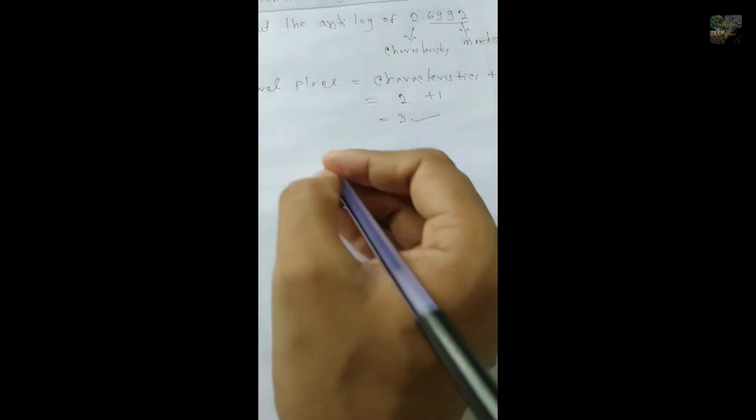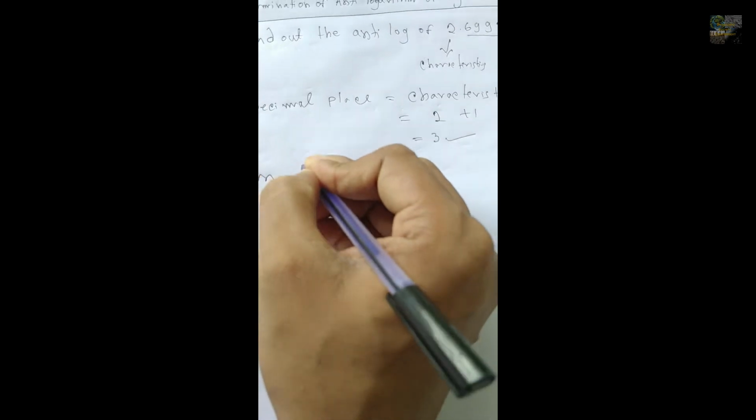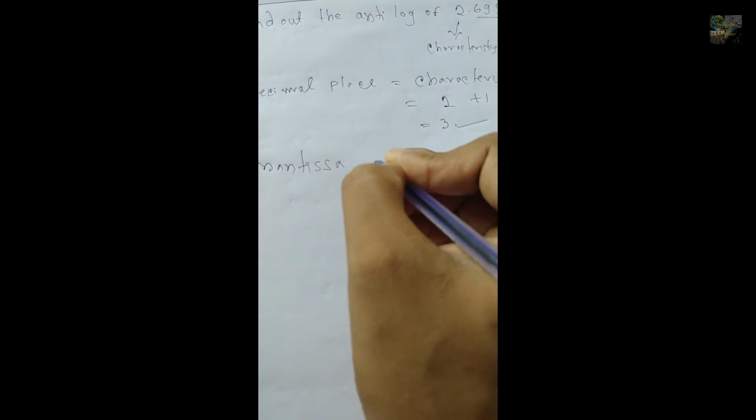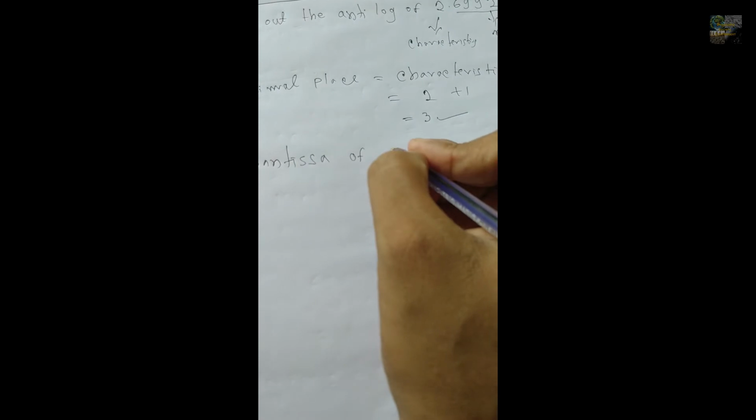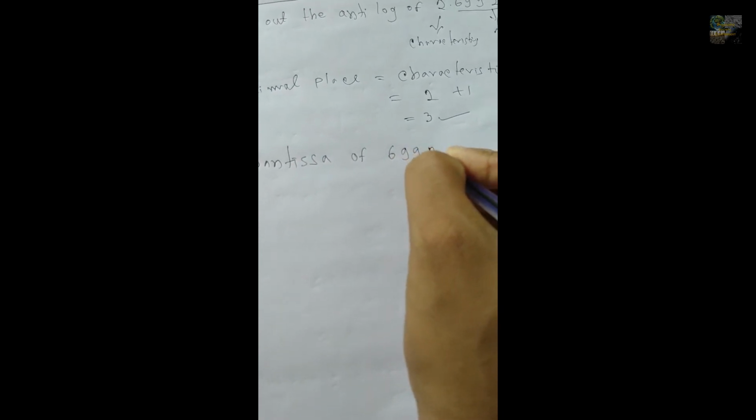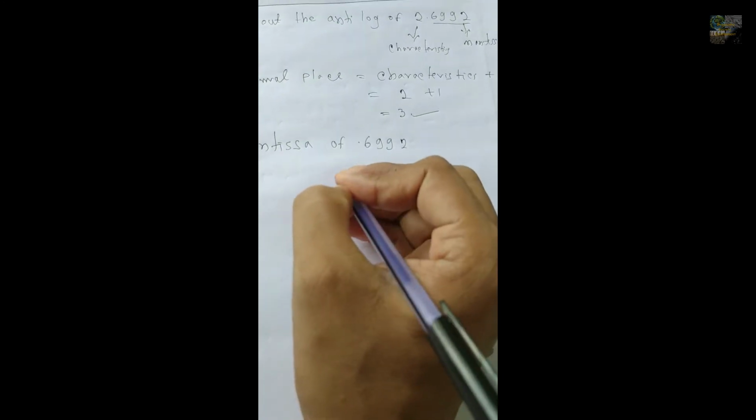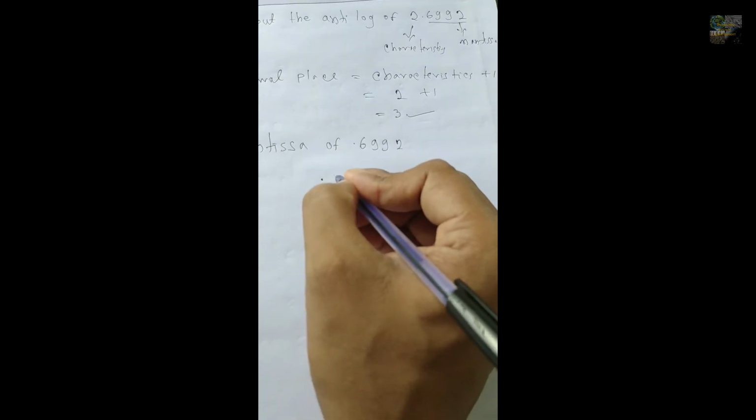Now it's time to calculate the mantissa from the standard anti-log table. Mantissa of 0.6992, you can see that. So I am formatting this value into row and column of the anti-logarithm table: 0.69 and 9, and 2. Here this is the format. Now I am going to a standard anti-log table. I have a standard anti-log table.